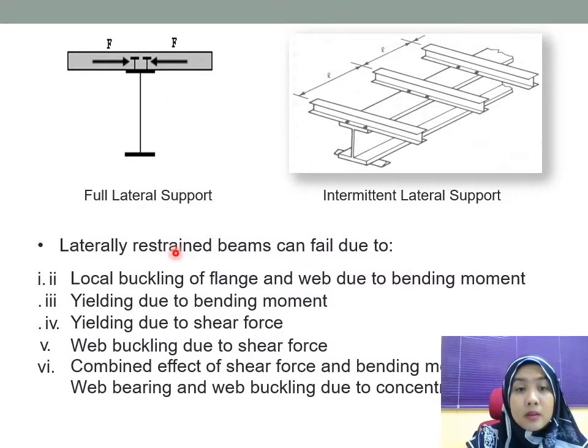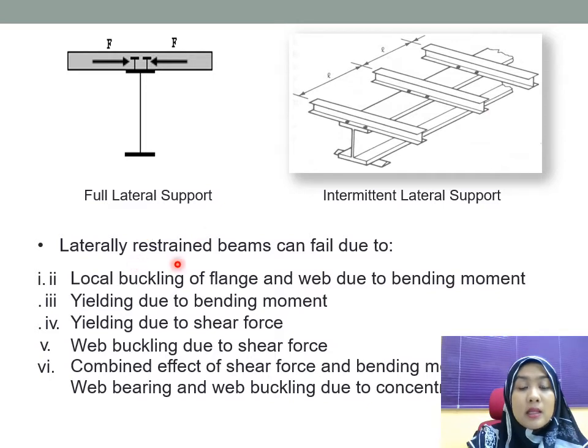Okay, so this is an example of full lateral support. For example, this one, they have a composite beam, which is we have a slab on top of it and it is bolted to the beam. Or intermittent lateral support, it means that we provide at some distance a support on top of the beam so that it's not going to rotate.